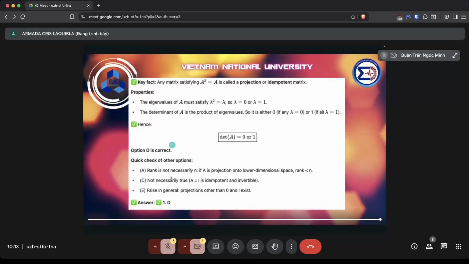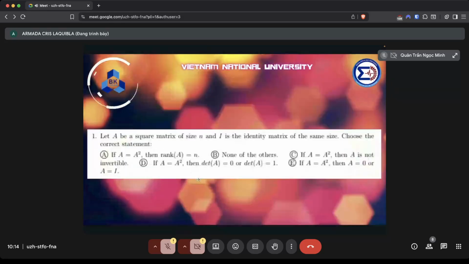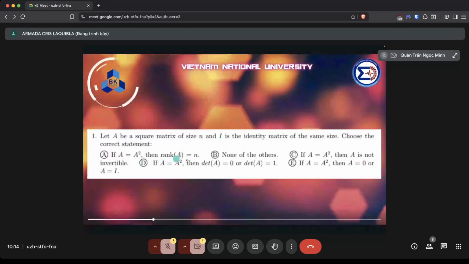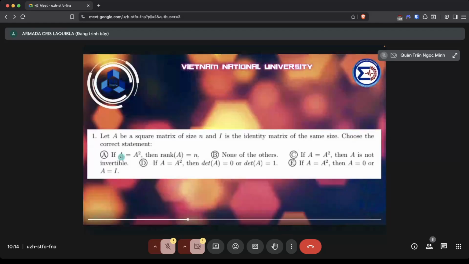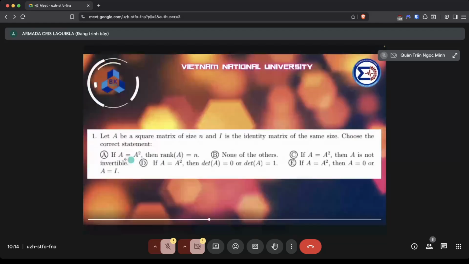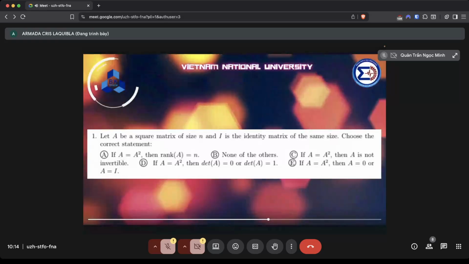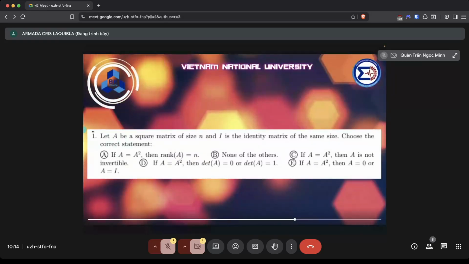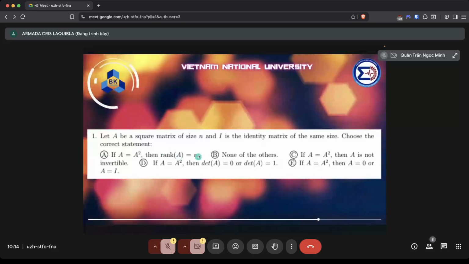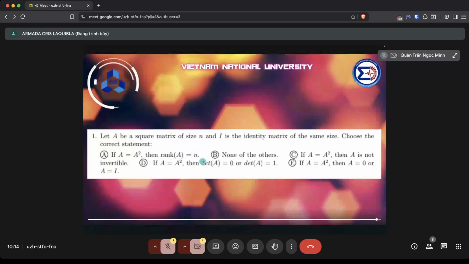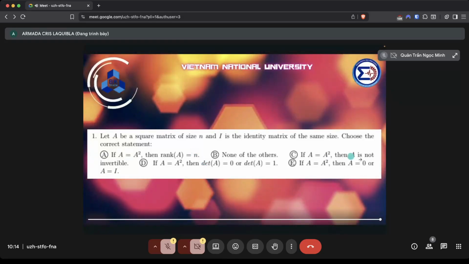Now, letter A. The rank is not necessarily n. The statement says that if A is equal to A squared, then the rank of A is n. You can find an A there as a counterexample. For example, your A is the zero matrix. When you square it, it's zero, and the rank of A is not n anymore. Correct? So that is false.